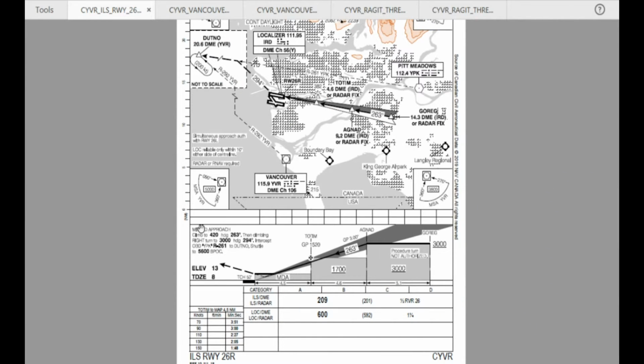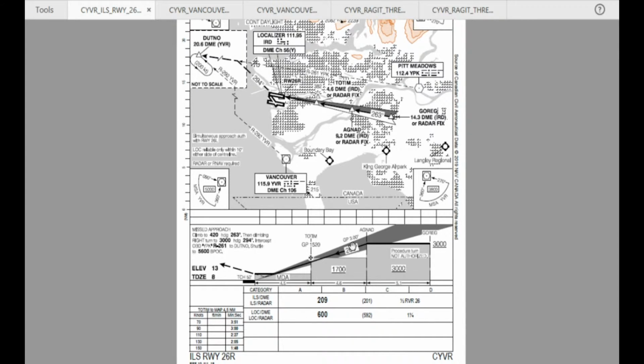All right, moving on to the vertical profile here, we can immediately see the various fixes again along here with their altitudes. So Goreg, we need to be above 3,000. Generally the line underneath means that you need to be at or above that altitude. So Goreg, we need to be at or above 3,000. At Agned, we need to, again, be at or above 3,000 at that particular point.